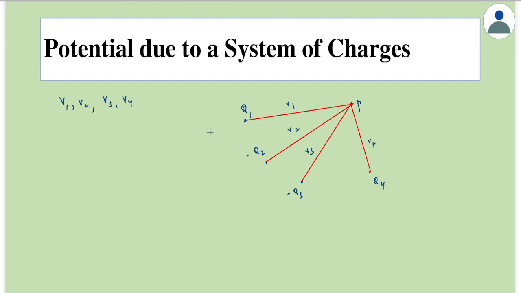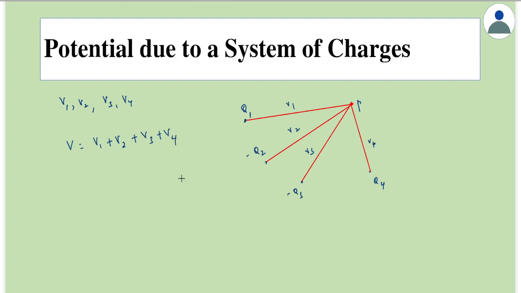We have learned that the electric potential is a scalar quantity. Therefore, the total potential, which I call capital V, is equal to just normal addition. That is, it is just the scalar addition of the individual potentials.